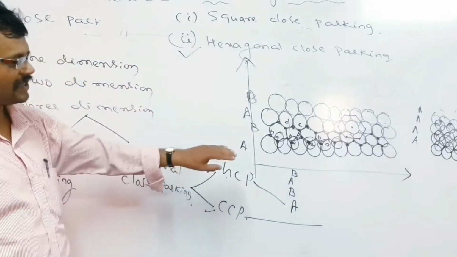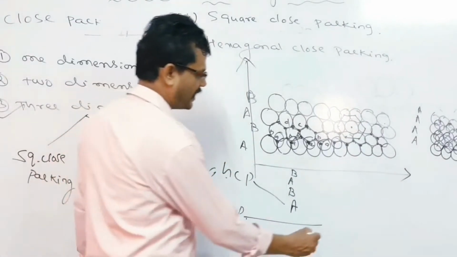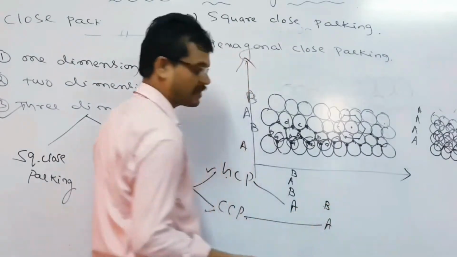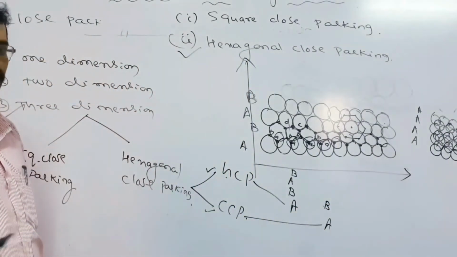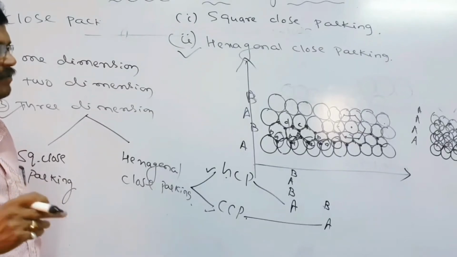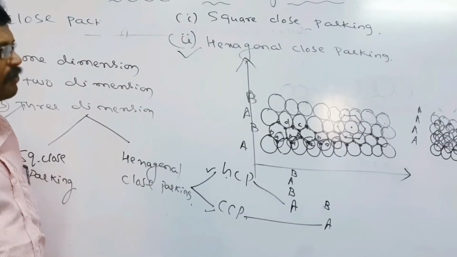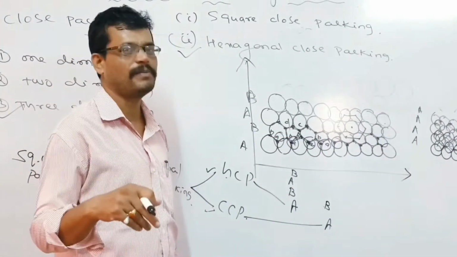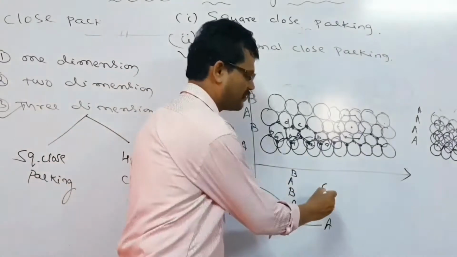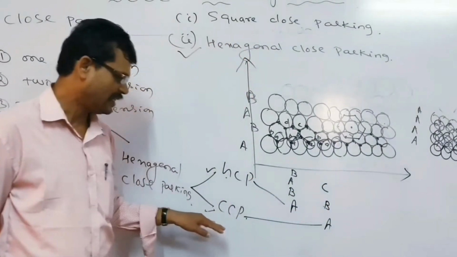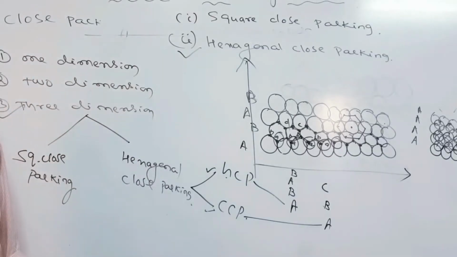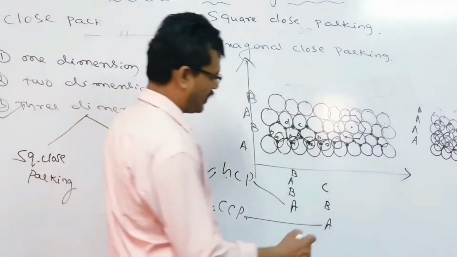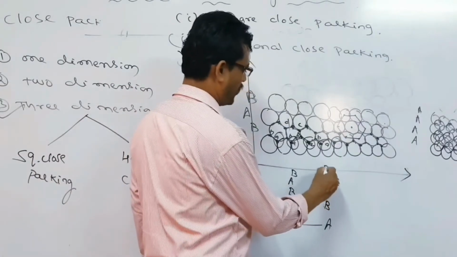What happens? The first layer will come A, the second layer will come B, and the third layer will come different. That means the third layer will be placed on the voids of the second layer. As a result, once again it will become another type of layer, that we can say the C layer. Okay. So you see in the CCP arrangement, we will get the pattern A, B, C. So after ABC, the next one will go exactly the same way. We will get the pattern ABC.